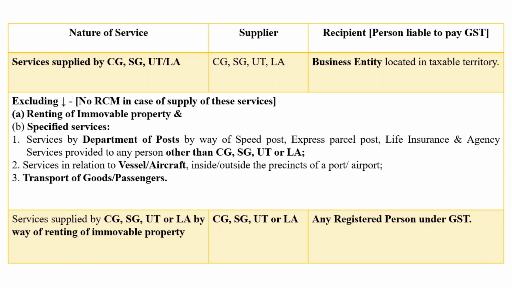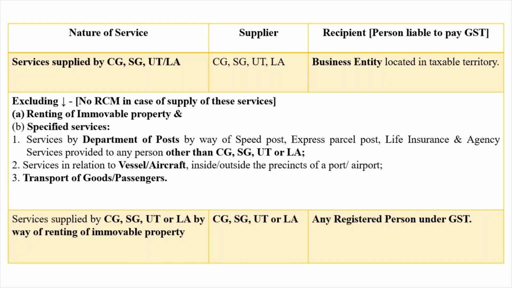Then here supplier is central government, state government, union territory or local authority. Any registered person under GST, that means they are providing service to any registered person. Let us understand with the help of example. Rental income received by Gujarat government from renting an immobile property to ABC Private Limited. Now turnover of ABC Private Limited was rupees 22 lakhs in the preceding financial year. That means he is eligible for registration. That means he is a registered person.